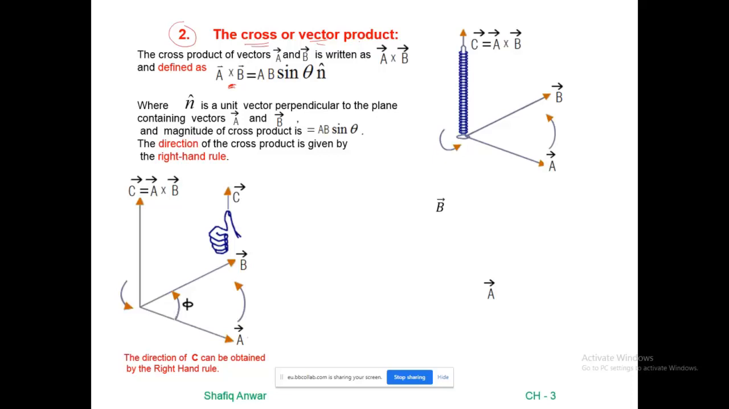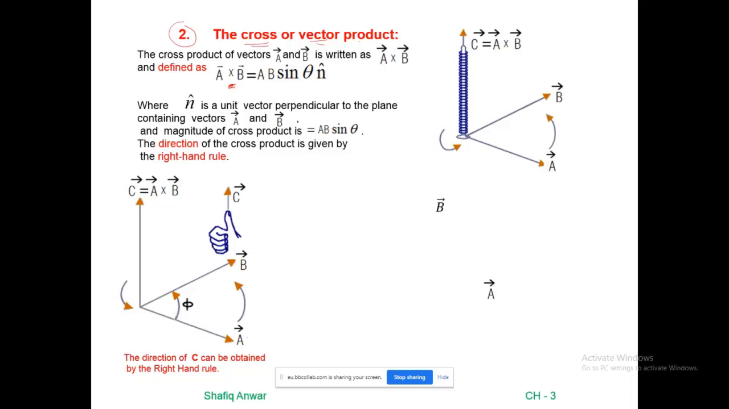Before you had cosine; now, as a rule, A vector cross B vector is equal to the magnitude of A multiplied by the magnitude of vector B multiplied by the sine of the angle between the two, times n unit. That's why you have a vector on the right side. The n unit vector is the unit vector showing the direction of the final resultant answer.